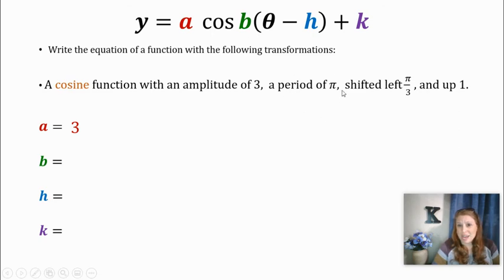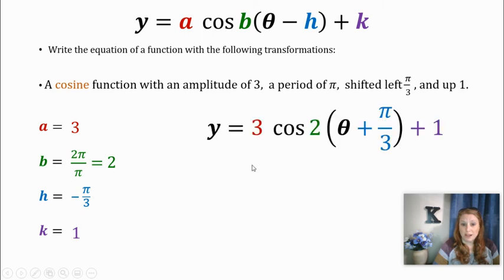So this time we know the period, but we want to find the value for B. So to find B, you simply take 2 pi divided by the period. 2 pi divided by pi is 2. So our B value would be 2 for this function. It is shifted to the left pi over 3. And so keep in mind here, we're always going to be doing the opposite thing. So actually to the left pi over 3 is going to be negative pi over 3. That's going to change once we write our equation. You'll see in just a moment. And lastly, we have a shift up 1 unit. So our K is going to be a positive 1.